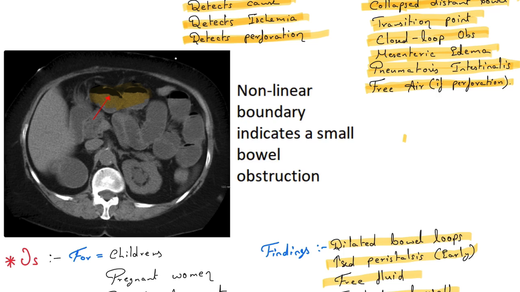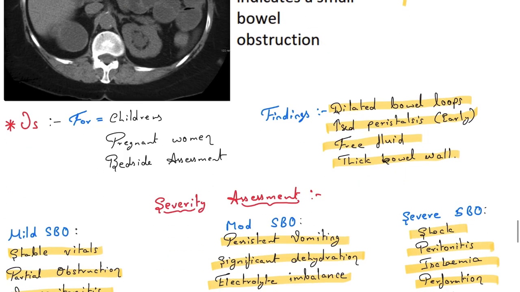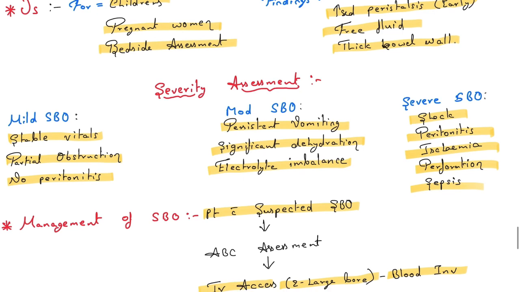So this ultrasound is mainly useful for children, pregnant women and bedside assessment. What we are going to see in ultrasound: dilated bowel loops, increased peristalsis in early cases, free fluid and thick bowel wall. The gas in the bowel reduces image quality.